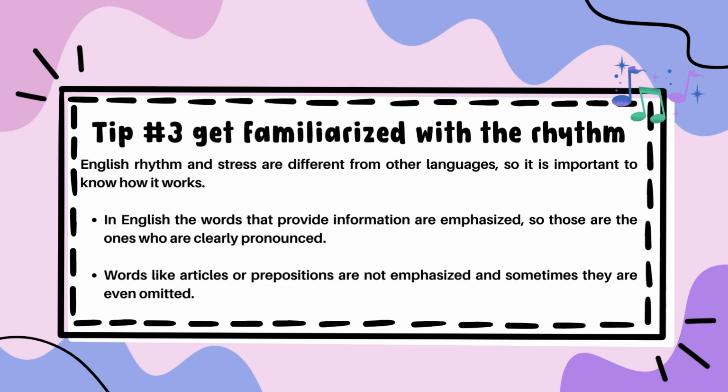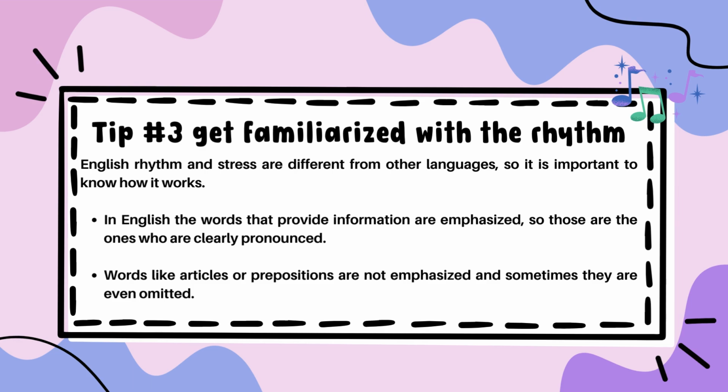The third tip is to get familiarized with the rhythm. The rhythm, as well as music, English, or any language has its own rhythm, right? So English rhythm and stress is different from other languages. So it is important to know how it works. In English, some words provide information and they are emphasized, as for example, verbs, nouns, and adjectives. They are telling us how the things are. So we have to emphasize, like giving a little bit more strength in our voice. And the ones that are really short, as articles or prepositions, they are not emphasized.